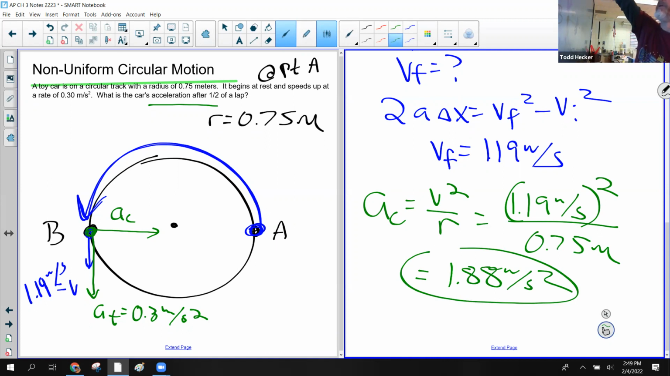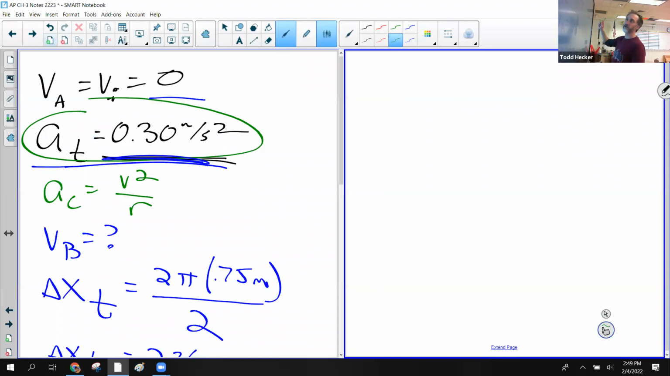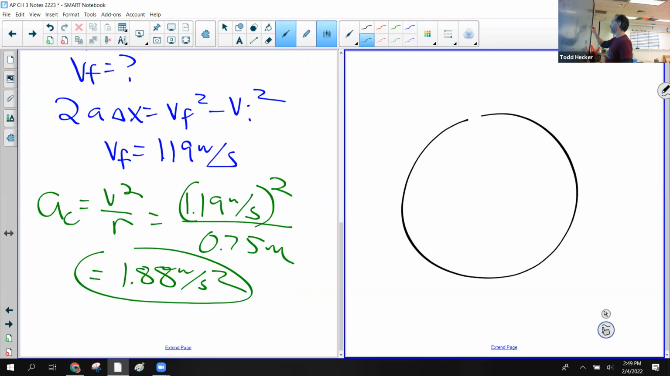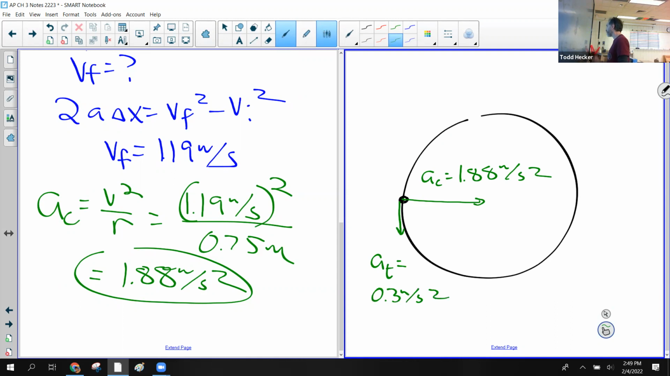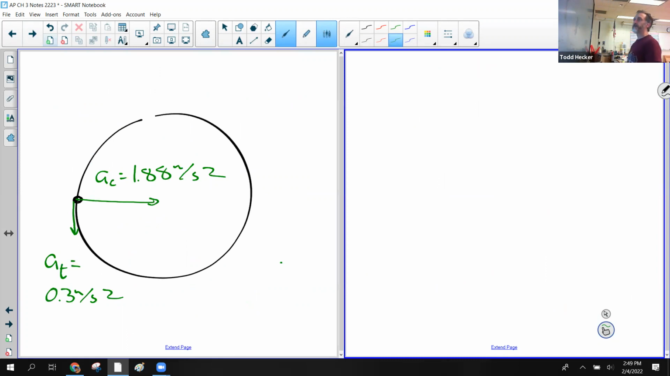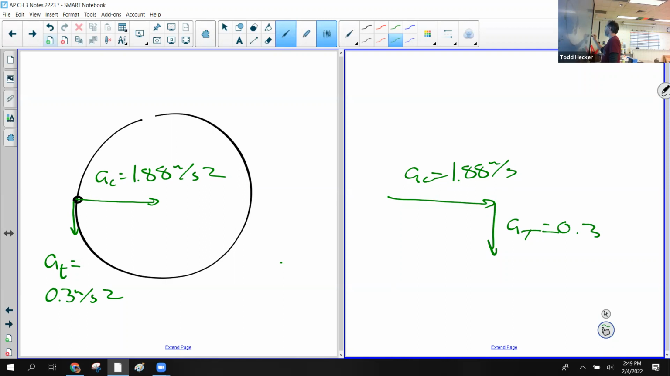So let me make a new drawing here. I don't love this one that I have over here on the screen, just because my vectors were kind of the wrong size. So here's my circular path. When I get to right here, what I've just discovered is that my centripetal acceleration is 1.88 meters per second squared. And we already knew the tangential acceleration was 0.3 meters per second squared. So now I can do vector addition and figure out the actual overall acceleration. So we're going to have 1.88 inward, 0.3 downwards. So here's my overall acceleration.